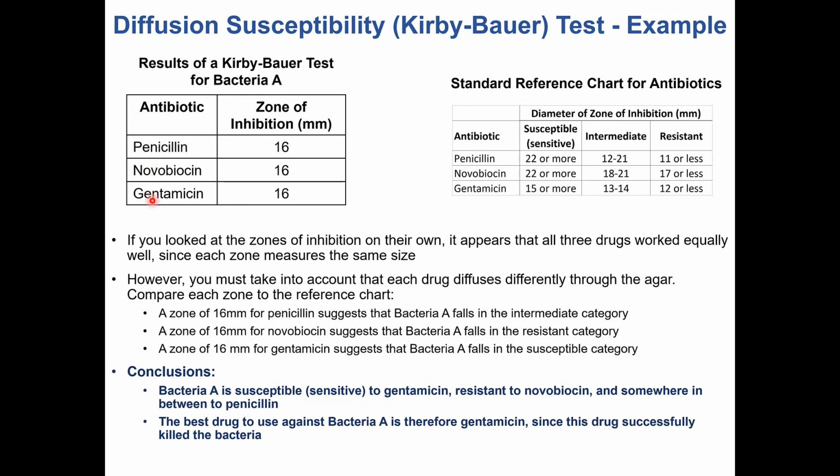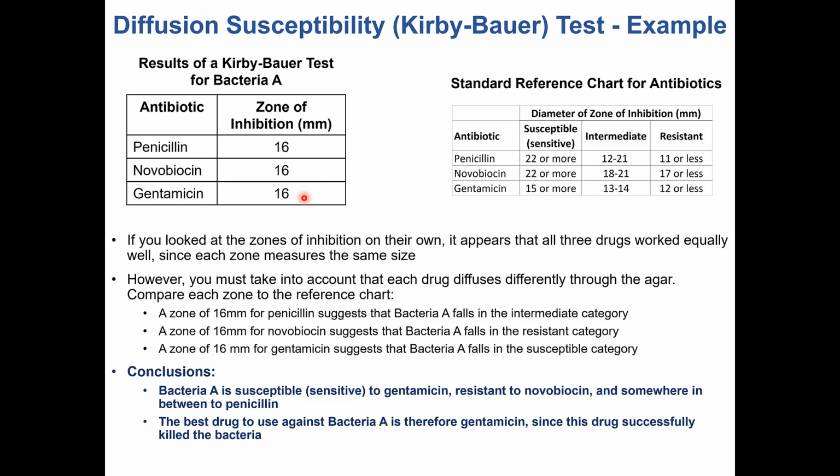3 different antibiotics were used: penicillin, novobiocin, gentamicin, and the zone of inhibition for each of those antibiotics was measured. Notice that the zones are all the same size. If you're looking at this data, it is very easy to just say, oh, the zones for all 3 antibiotics are exactly the same size. That means all 3 antibiotics worked equally well to kill bacteria A.